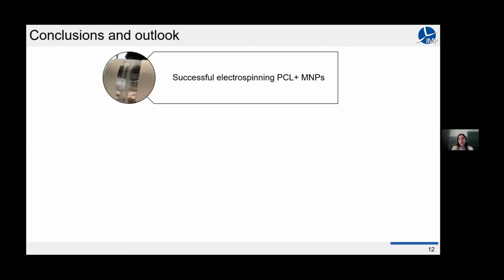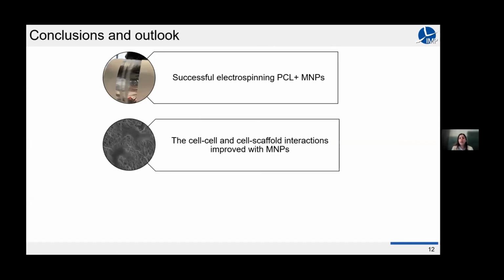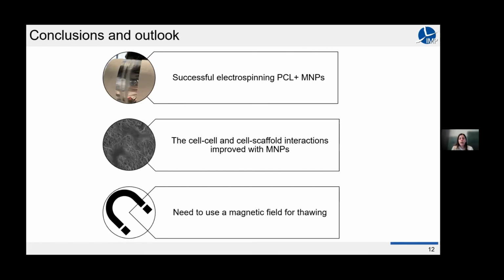To conclude, we were able to spin polycaprolactone scaffolds with magnetic nanoparticles. We also showed that we have better cell and cell-scaffold interaction with the magnetic nanoparticles. However, the metabolic activity is not higher. And we need to use the magnetic field for thawing and also to perform the cell seeding under a magnetic field to check the effects of the nanoparticles under this stimulation.